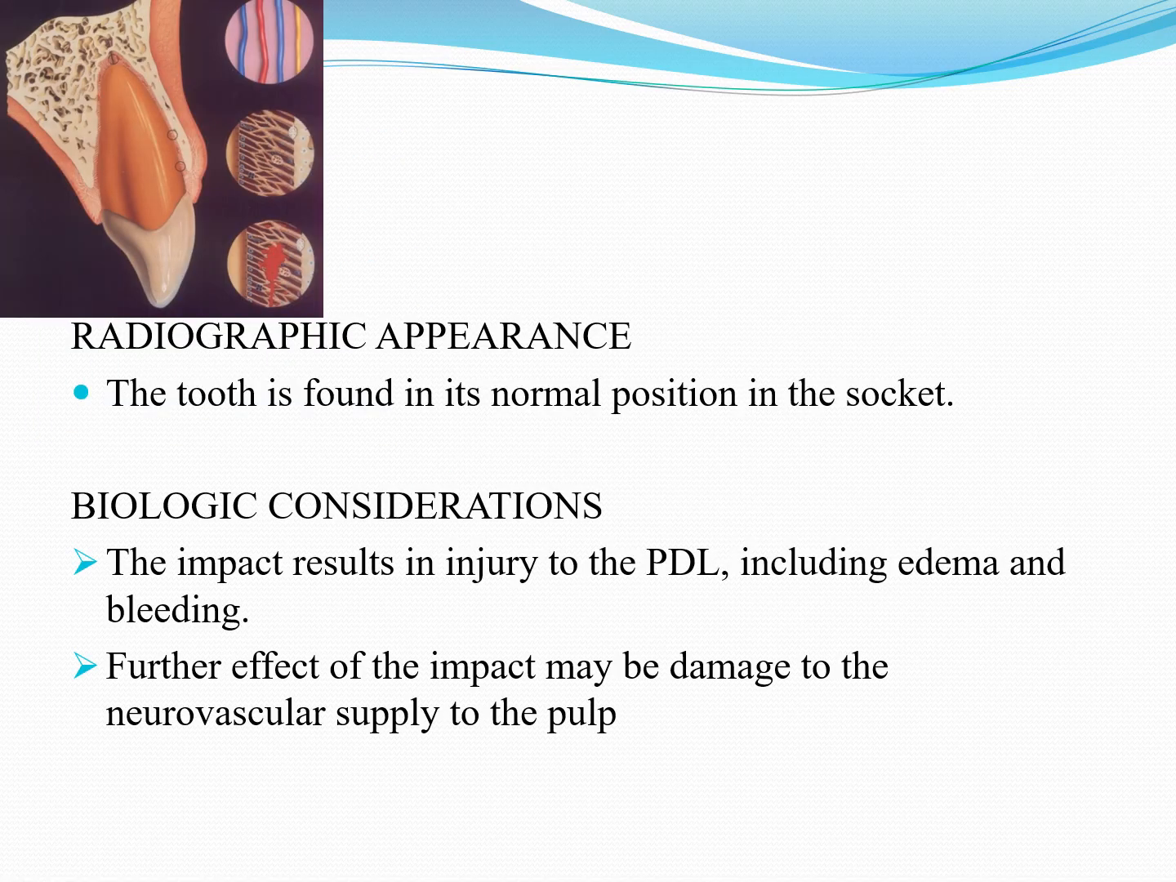In the radiograph, the tooth is found to be normal in its position in the socket. There is no movement of the tooth in the socket, so it appears normal. Biologically, the impact results in injury to the periodontal ligament, including edema and bleeding. A further effect of the impact may be damage to the neurovascular supply to the pulp, if the impact is too much.